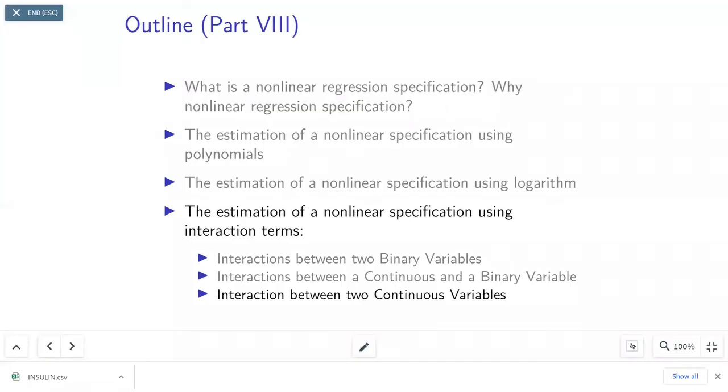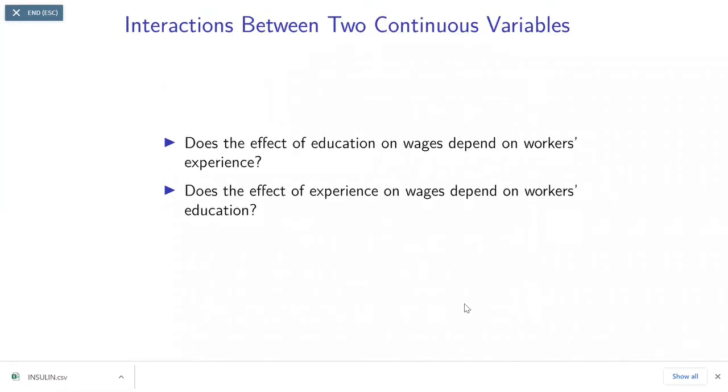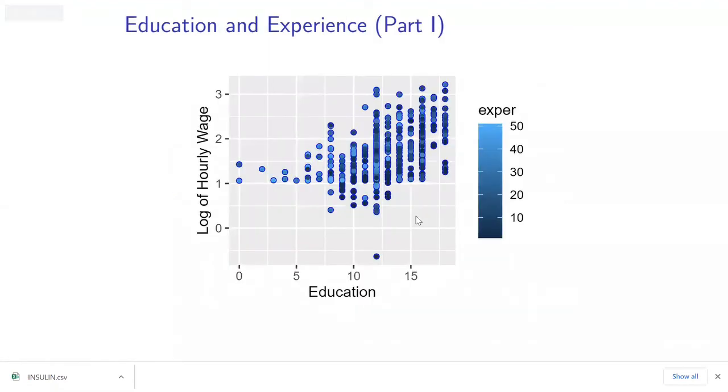The last type of interaction term is created between two continuous variables. For instance, you might be wondering whether the effect of education on wages depends on workers' experience or vice versa. To explore this, you can plot the log of hourly wage against education and see how education, experience, and the log of hourly wage interact.